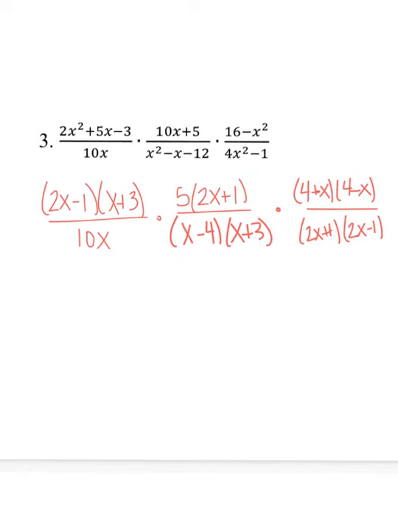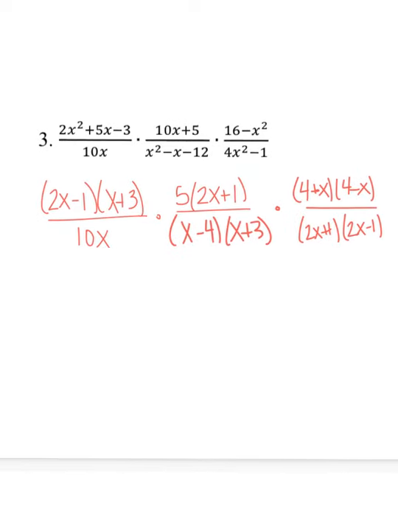And then we're going to see what we can cancel. You can cancel things from the first fraction all the way to the third, but again, it has to be a numerator with a denominator. So this 2x minus 1 and this 2x minus 1 will cancel. 2x plus 1, 2x plus 1. X minus 4, 4 minus x. They're opposites with a minus, so that's a negative 1. Then you have x plus 3 and x plus 3.